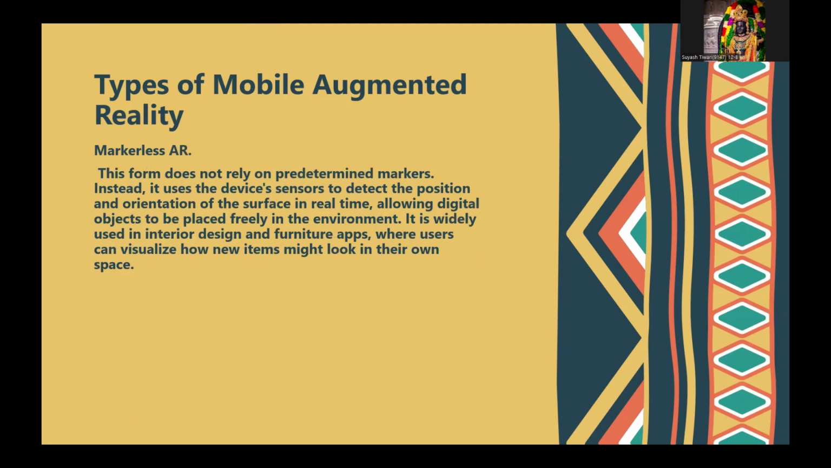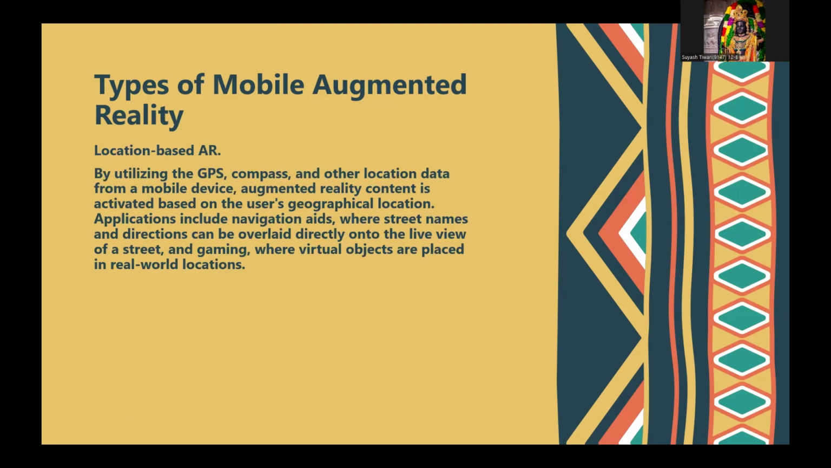Instead, it uses device sensors to detect the position and orientation on the surface in real time, allowing digital objects to be placed freely in the environment. It is widely used in interior designing and furniture apps, where users can visualize how new items might look in their own space. Now, the third one is location-based AR.